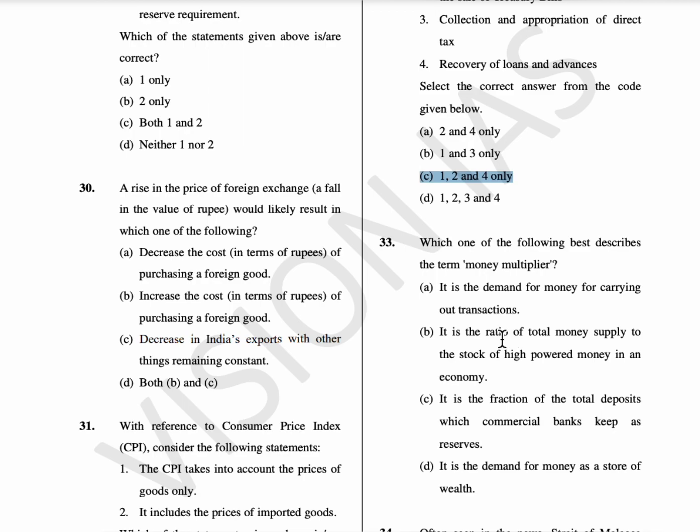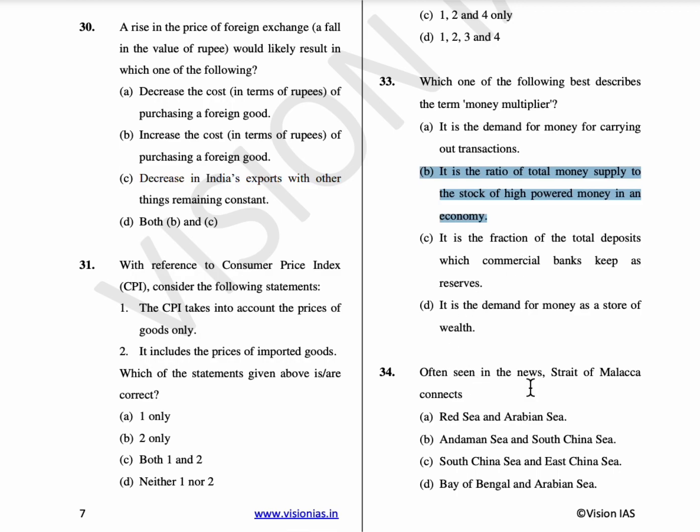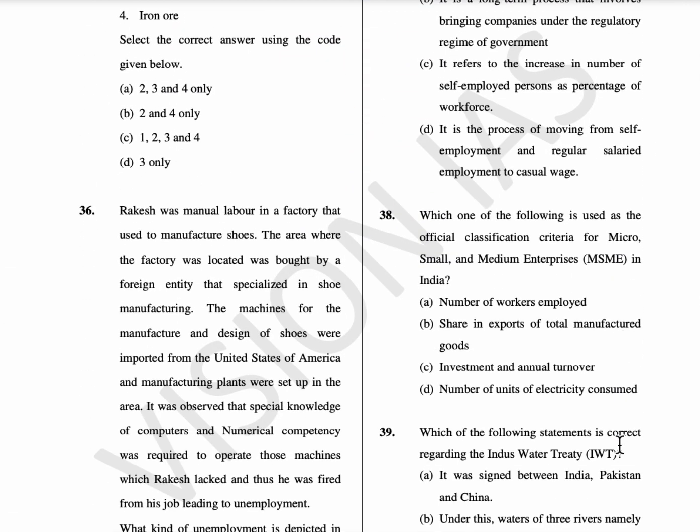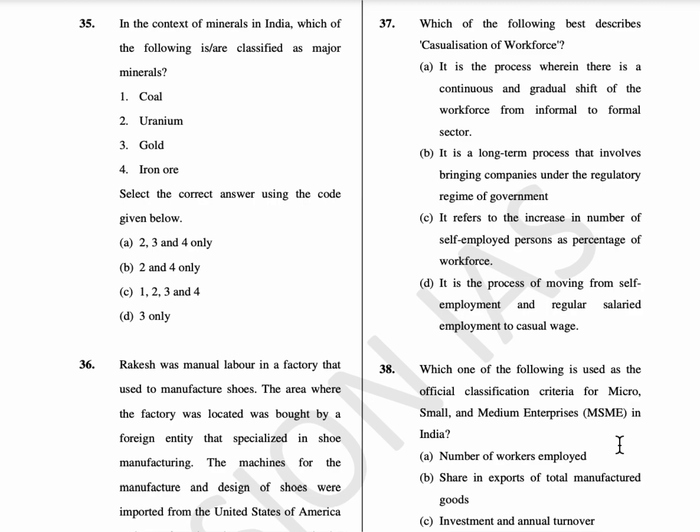33rd question, which one of the following best describes the term money multiplier? Money multiplier is the ratio of the total money supply to the stock of high powered money in an economy. So option B is the right answer. 34th question, often seen in news, Strait of Malacca connects. The Strait of Malacca connects the Andaman Sea and the South China Sea. So option B. 35th question, in the context of minerals in India, which of the following are classified as major minerals? In India, coal, uranium, gold, iron ore, all these are classified as major minerals.